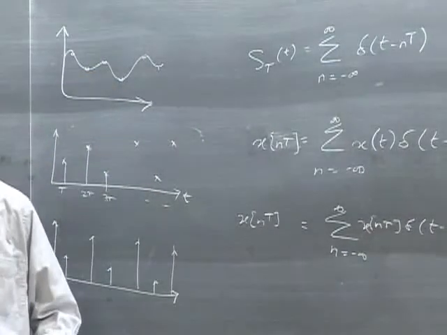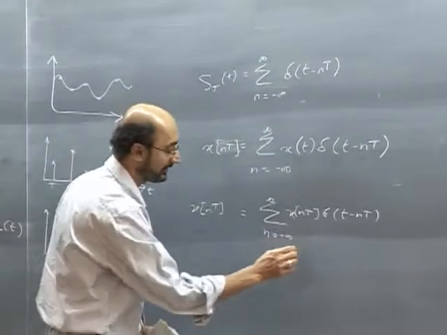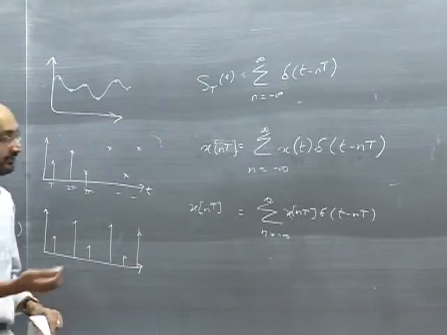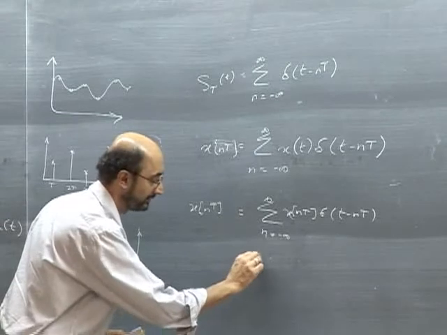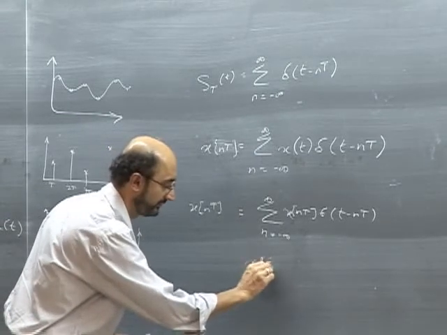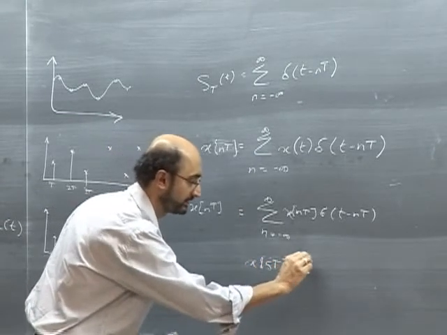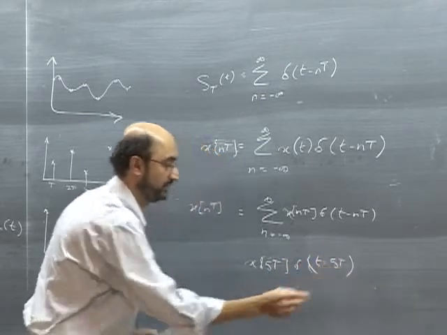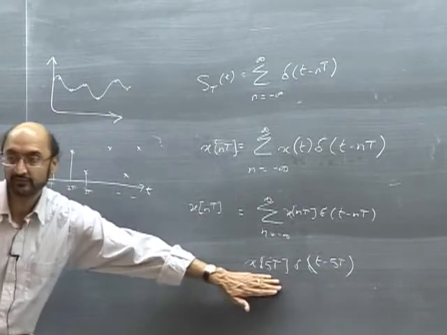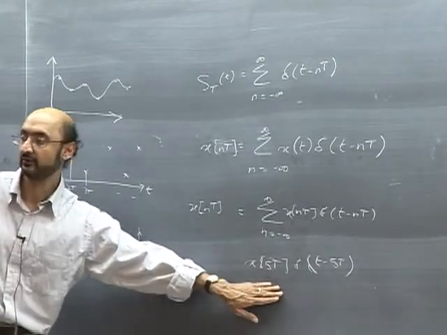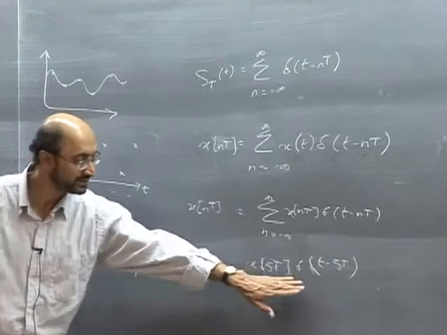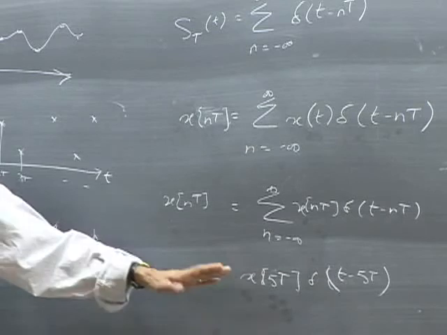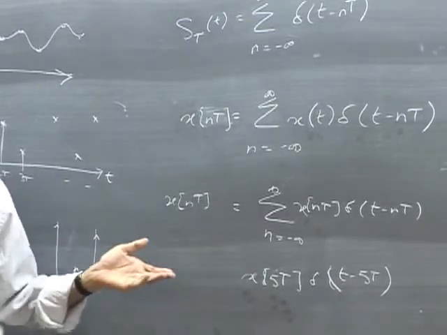And then the next step is to say, well, if you look at this carefully and you look at each individual term, let's say the fifth term, this is going to be x(5T) delta(t minus 5T). Look at this term on the left. This term is independent of small t. We have a delta function at t minus 5T, and we have some value x(5T), which is some constant value independent of t.